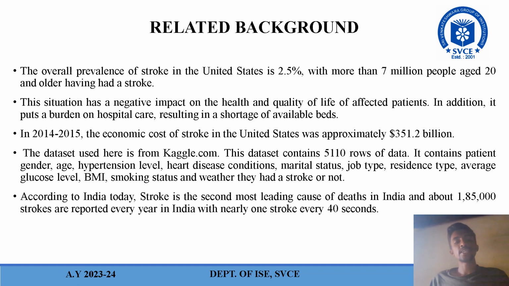The dataset used here is from Kaggle.com. This dataset contains 5,110 rows of data. It contains patient gender, age, hypertension level, heart disease conditions, marital status, job type, residence type, average glucose level, body mass index, smoking status, and whether they had a stroke or not. According to India Today, stroke is the second leading cause of death in India, and about 1,85,000 strokes are reported every year in India, with nearly one stroke every 40 seconds.